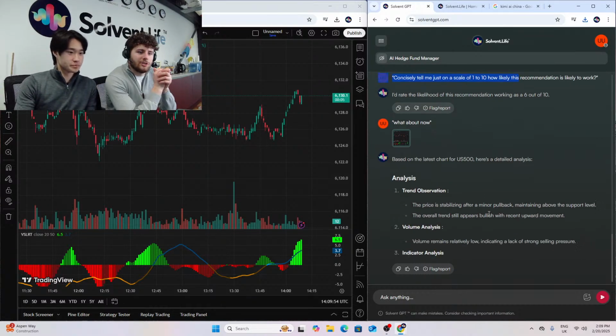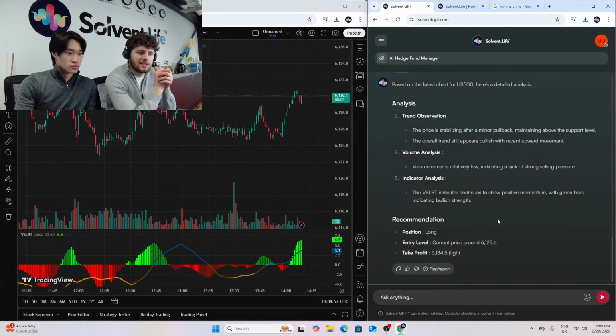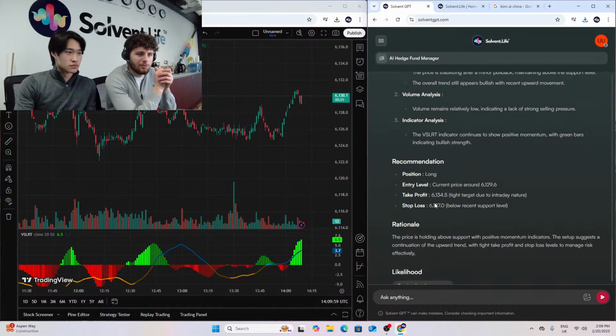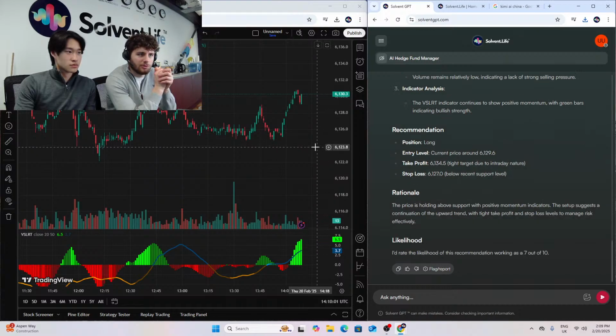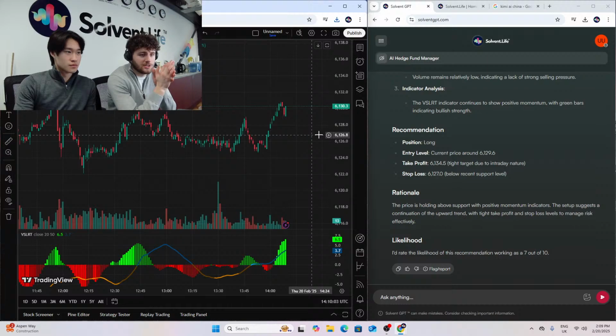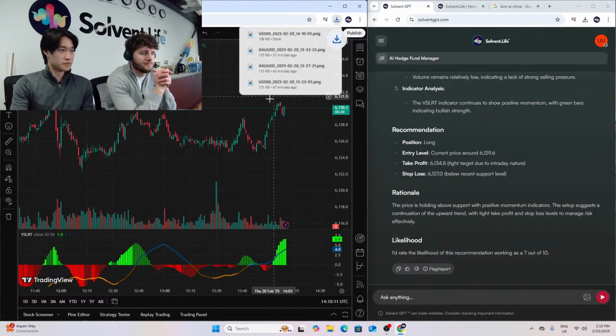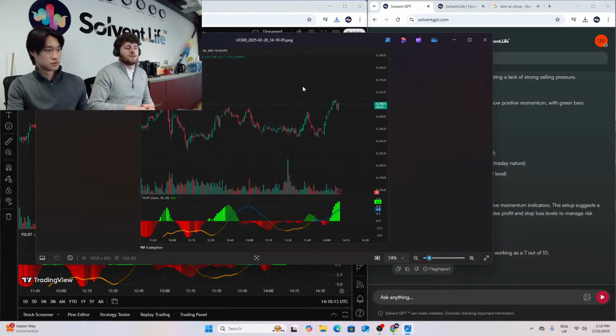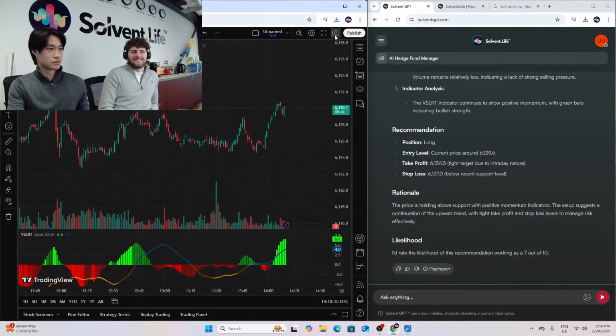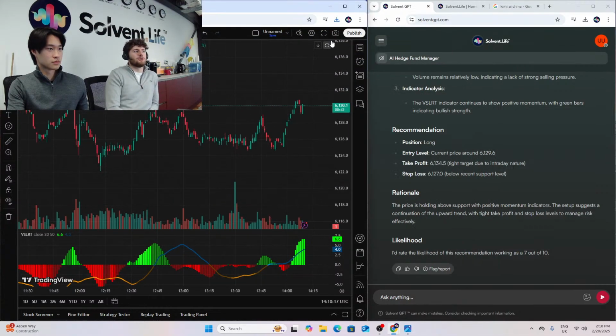Trend observation, indicator analysis. Recommended we go long again. Current price of around 6,129. So if I want us to go long, let's do it. 7 out of 10. Let's do it. Up. Told us 3 times. Chat, should we take this trade?